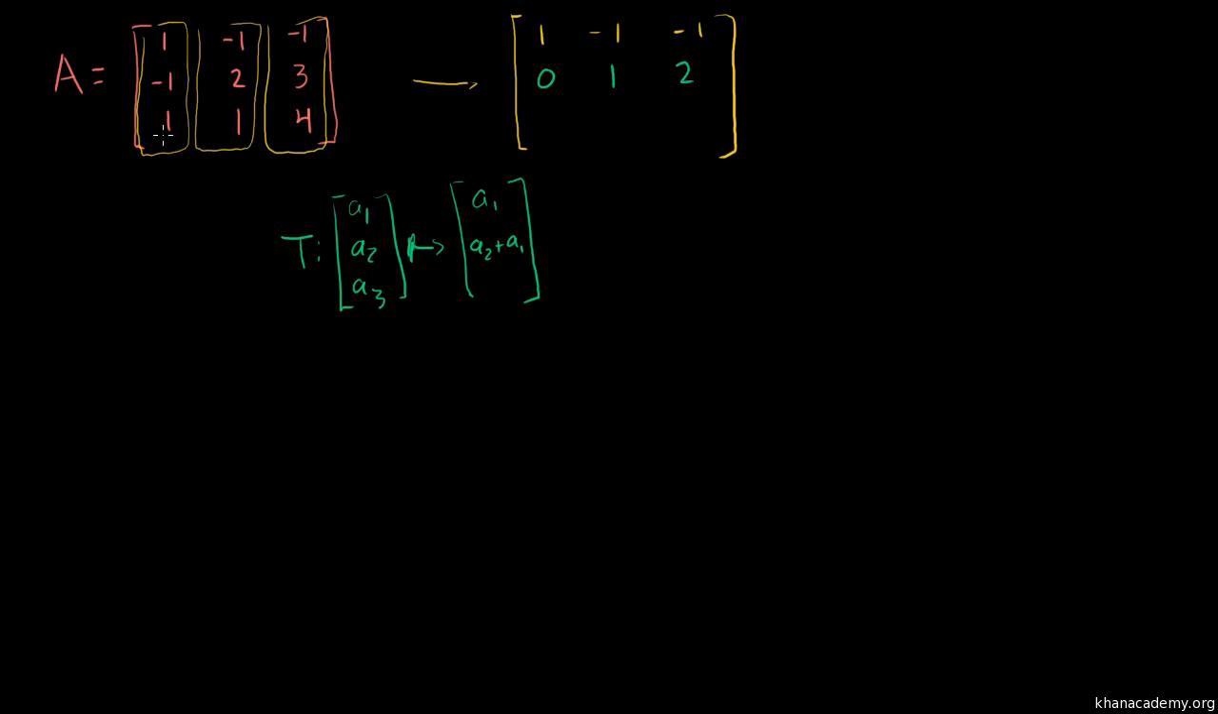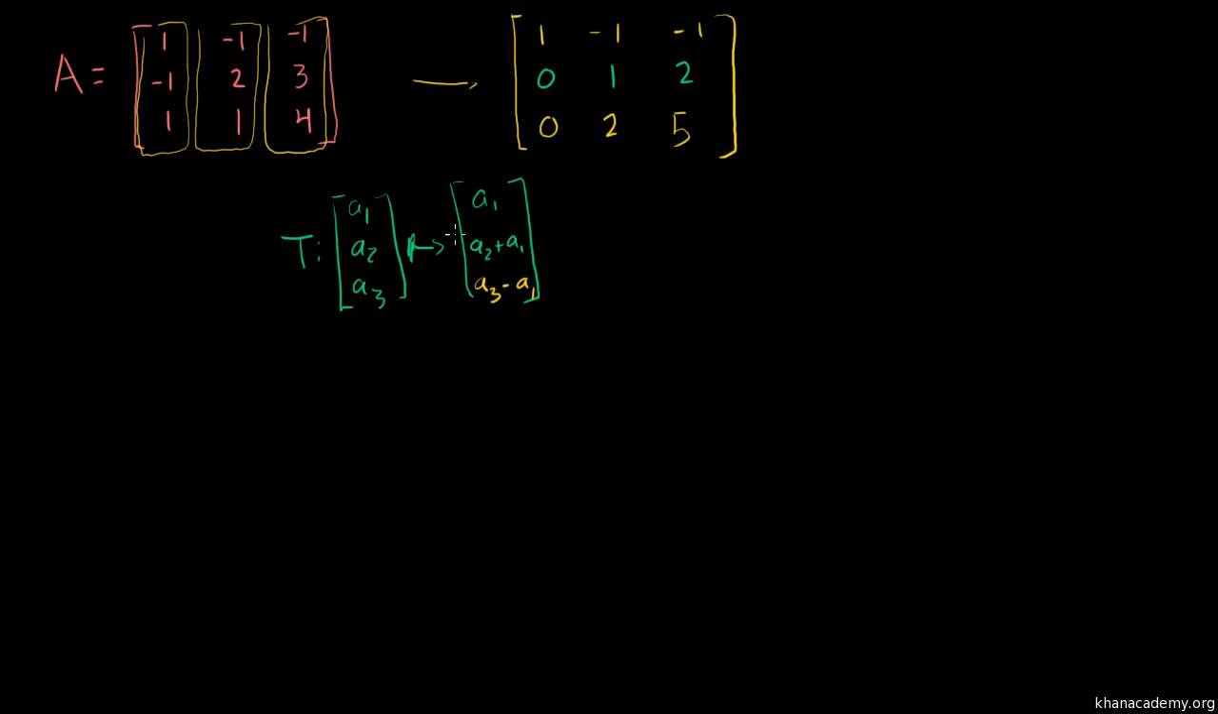Now, we also want to get a 0 here. So let me replace my third row with my third row minus my first row. So 1 minus 1 is 0. 1 minus minus 1 is 2. 4 minus minus 1 is 5. Just like that. So you see, this was just a linear transformation.